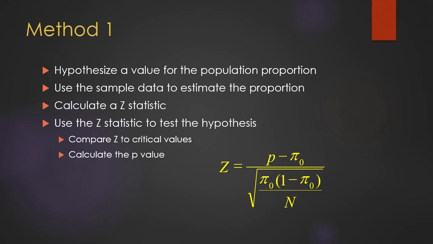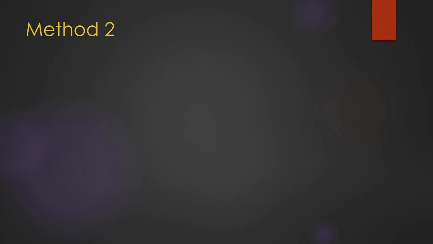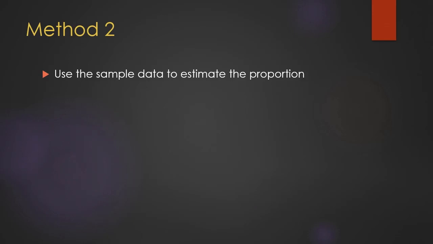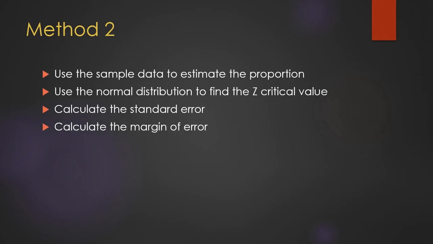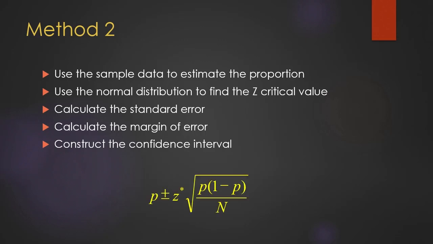There's an easier method. That's method 2. Use the sample data to estimate the proportion. Use the normal distribution to find the z critical value. Calculate the standard error. Calculate the margin of error. Margin of error is always critical value times standard error. And then construct the confidence interval.